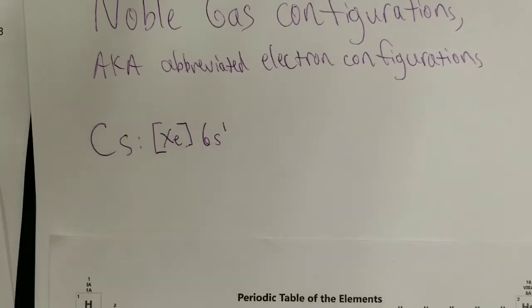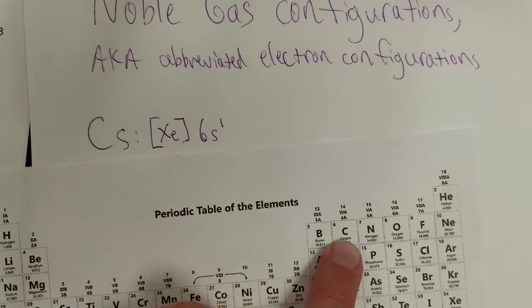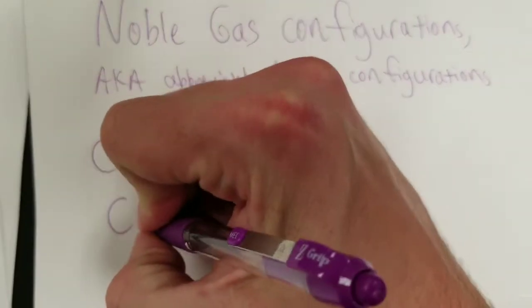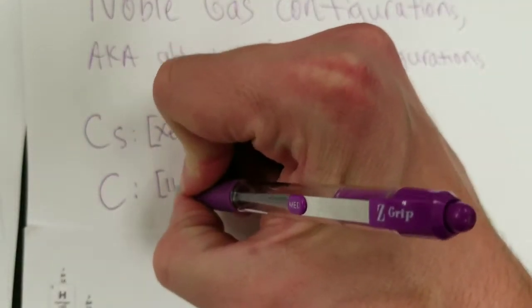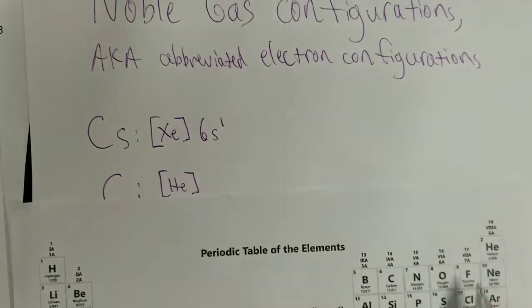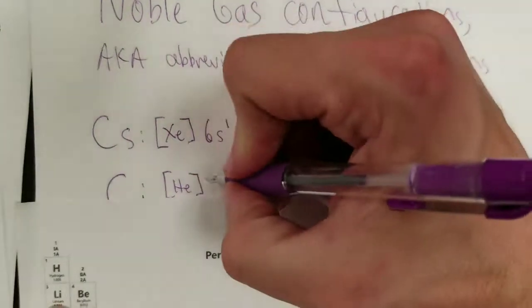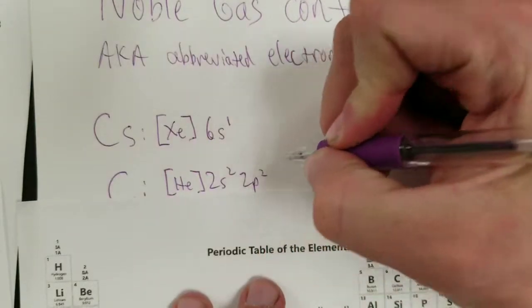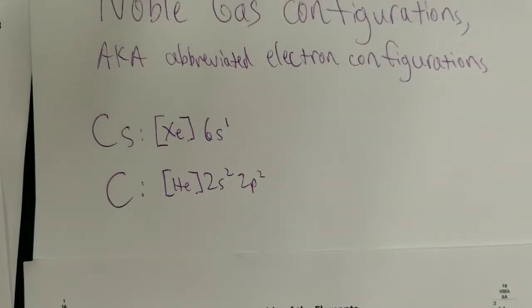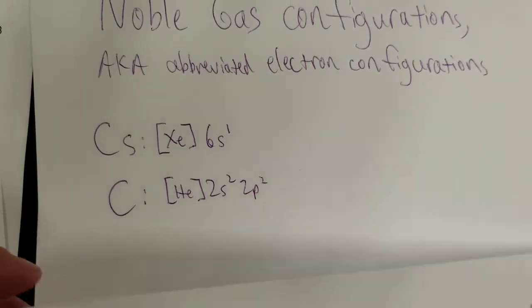And it works for anything, even for short ones. Let's do carbon. For carbon, the last noble gas was helium, so it'd be helium. And then what came after helium? 2s2, 2p2. That's it. That's the noble gas configuration for carbon.